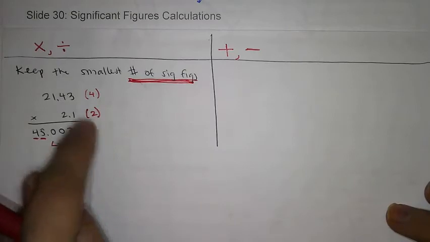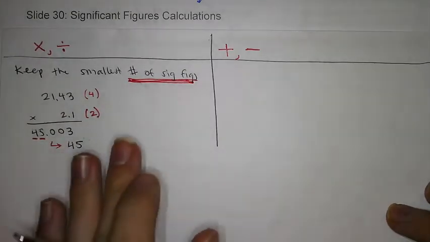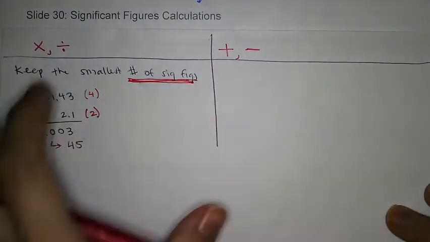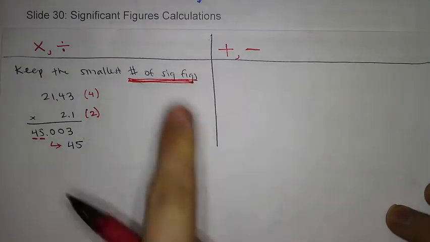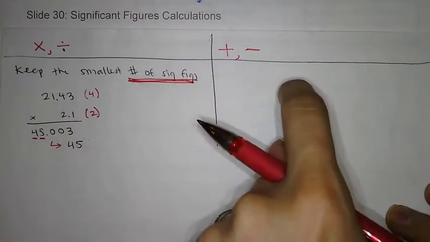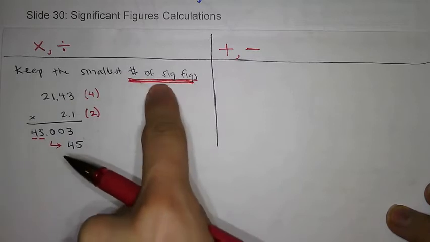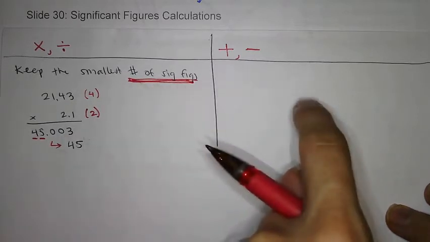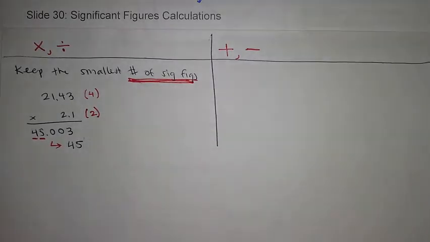Everyone really likes this rule because it's easy. In my experience, people learn this rule and then they over apply it. They want to do it for everything. Don't do that. Okay, we have 2 separate rules for a reason. When you're multiplying and dividing, you look at the number of significant figures. When you're adding and subtracting, you look at something entirely different.